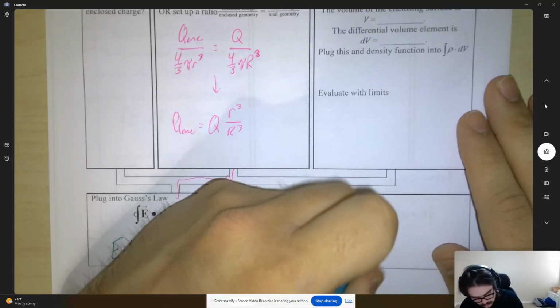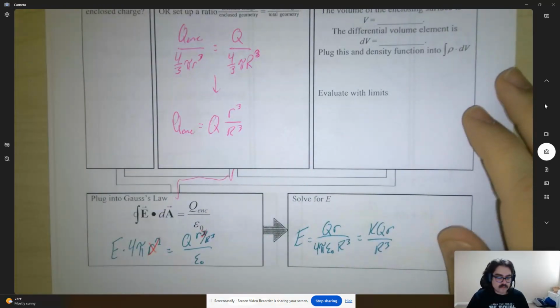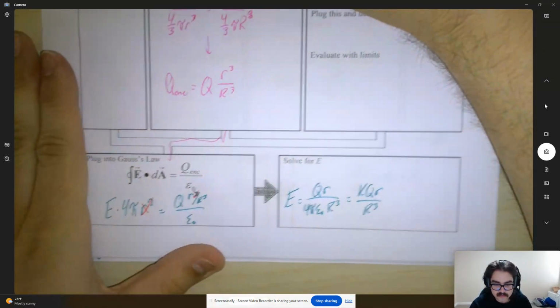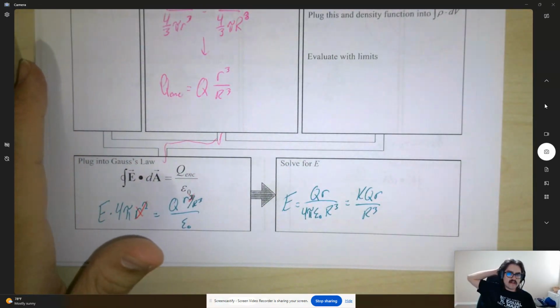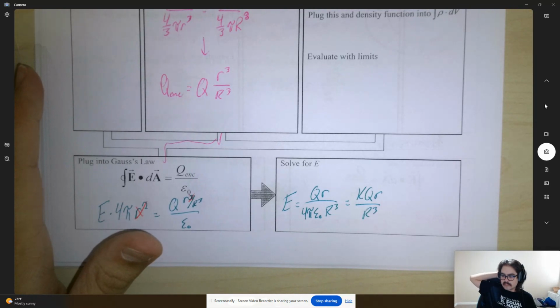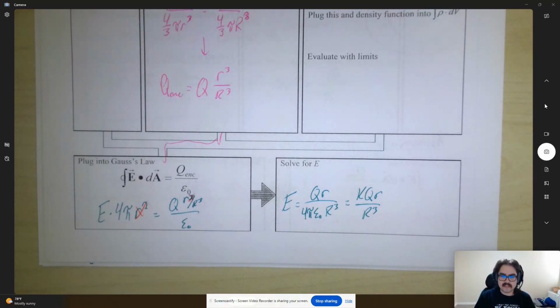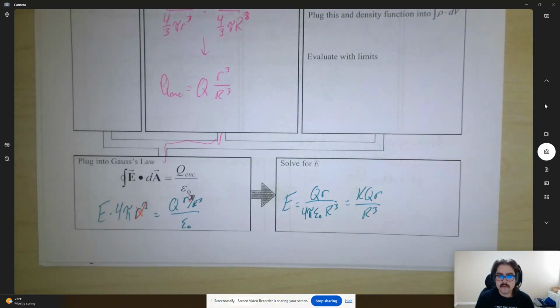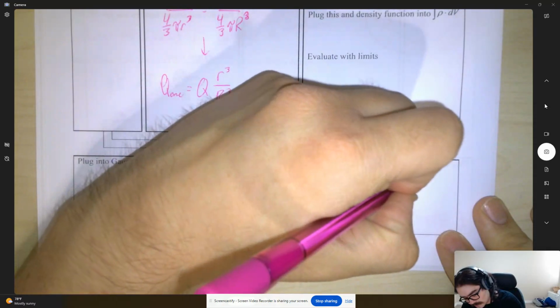And this does simplify to k Q r over R cubed. Now, if you remember, we did actually calculate in the previous unit the strength of the gravitational field at that distance, right? And we ended up getting something kind of similar to this, where when we solved the whole hole to China problem, it ended up being something like.